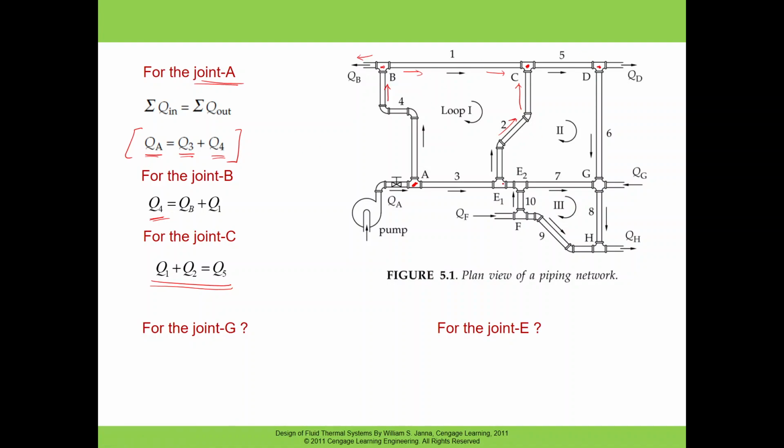We need to write the continuity at all nodes when we are solving the system. When we have two connections very close to each other, we can ignore the gap and consider them as one point, which can be point E. If you want to write the continuity at point E, then Q3 is going in, and Q10 is also going towards E, and Q7 and Q2 are going out. So this is the continuity at point E.